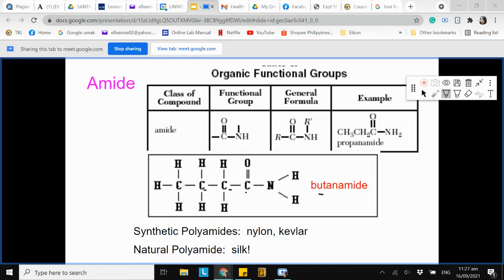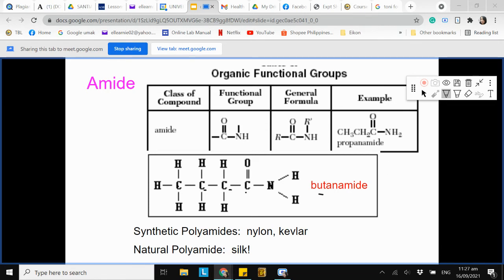Okay, any questions with the different functional groups? Questions, clarification? Wala po, ma'am. Okay, so again, let's continue.